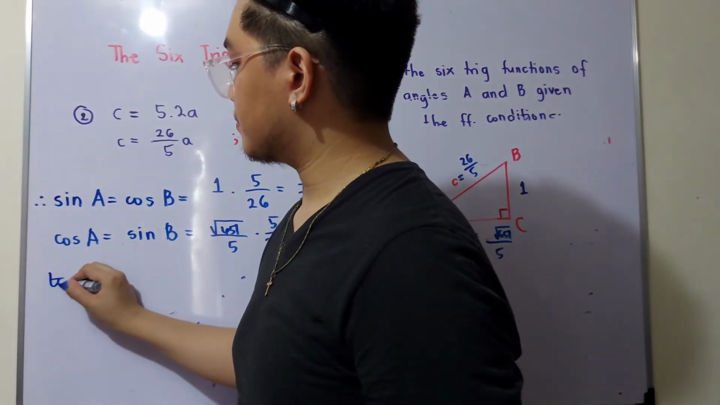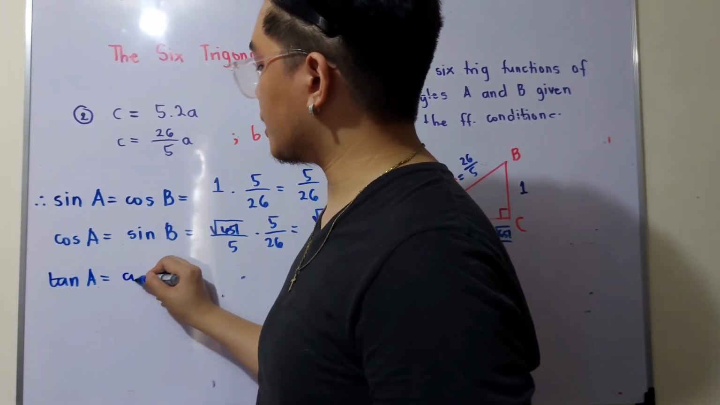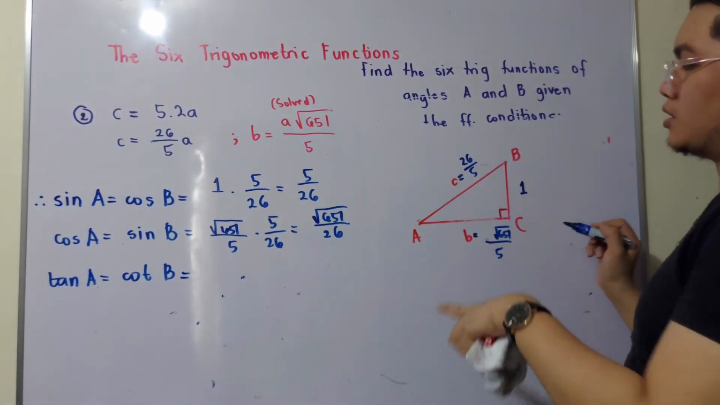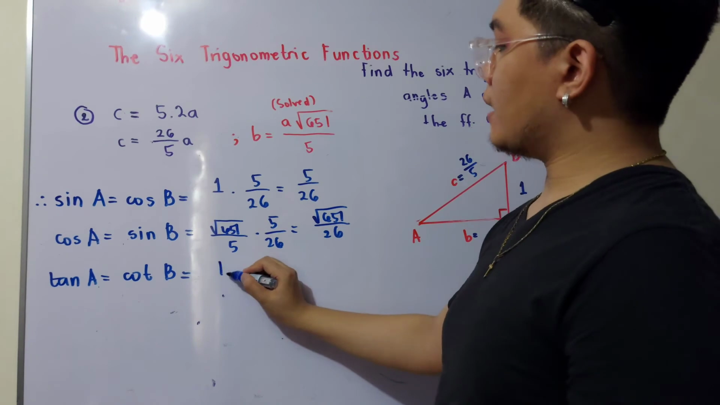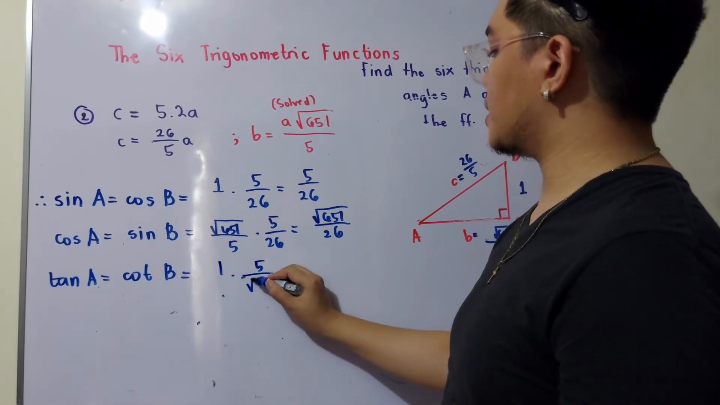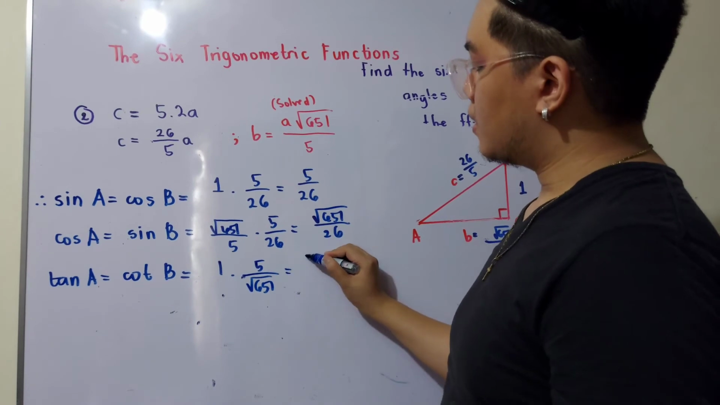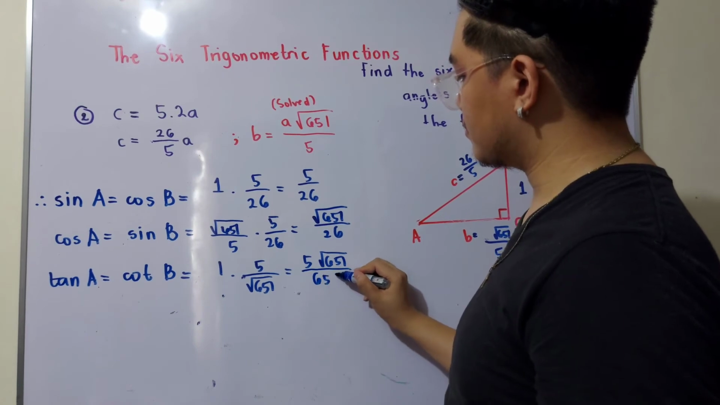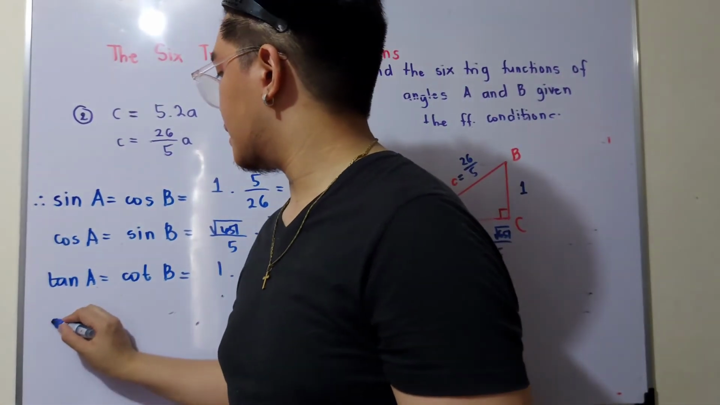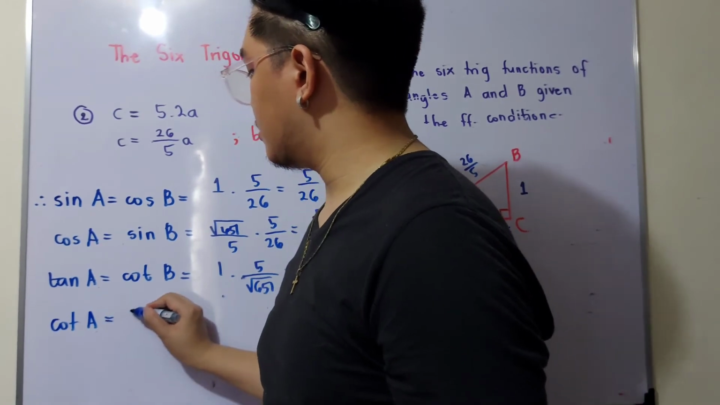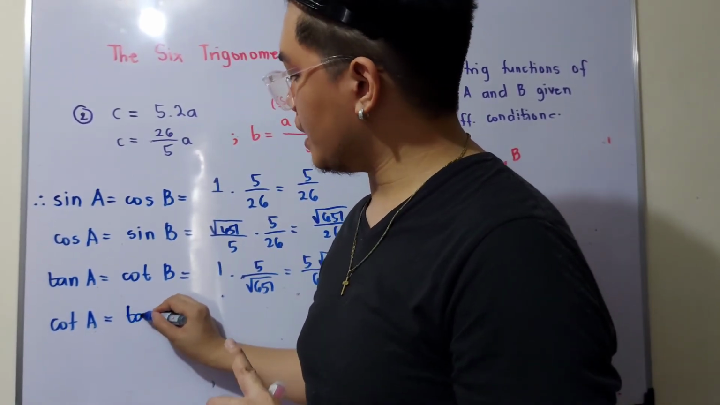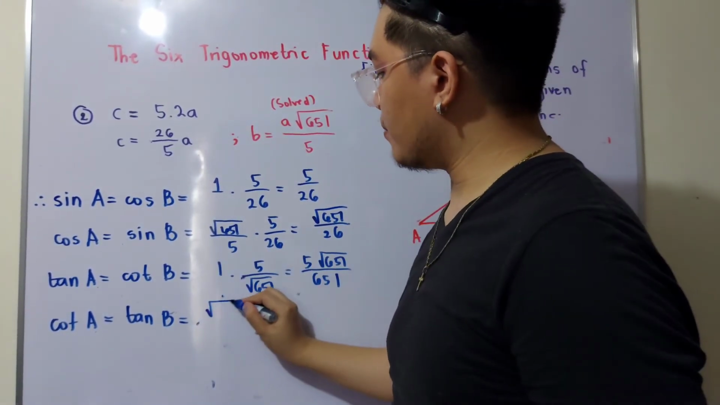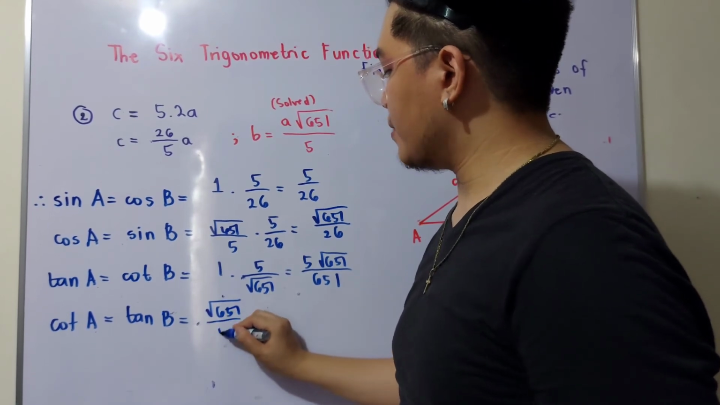Tangent. So, ito ay equal sa cotangent ng B. Opposite over hypotenuse. So, 1 times 5 over square root of 651. So, kunin lang natin yung reciprocal. This is the answer. Next, cotangent A, tangent B. Reciprocal nito. So, square root of 651 over 5.